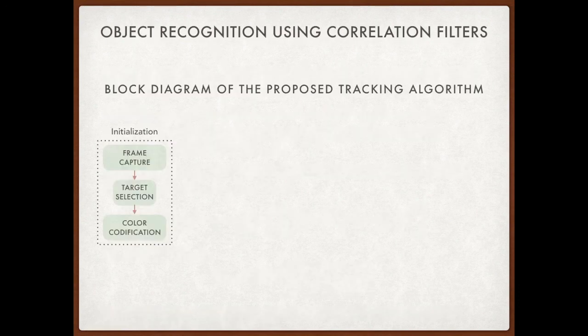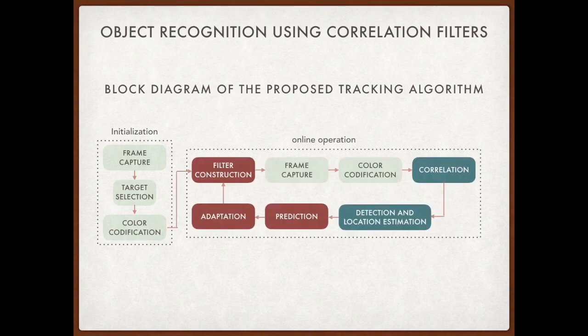So the block diagram of the proposed algorithm is as follows. First, the initialization stage consists in capturing the scene frame or scene images, selecting the target, and performing the color codifications. Then the tracking starts by first constructing the filter, in this case the MOSE filter, capturing a new frame of the scene, performing color codification, and performing the correlation operation to detect and locate the coordinates of the target. Then we predict the coordinates of the target for the next frame and adapt the filter, and this process is iteratively repeated for each coming frame.